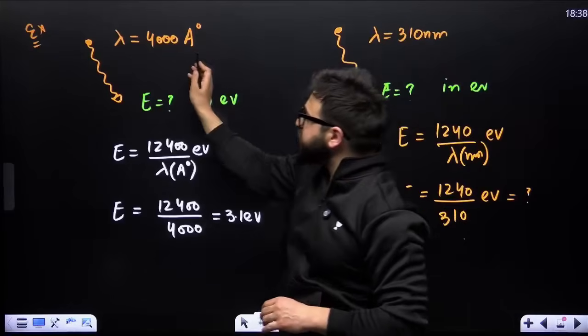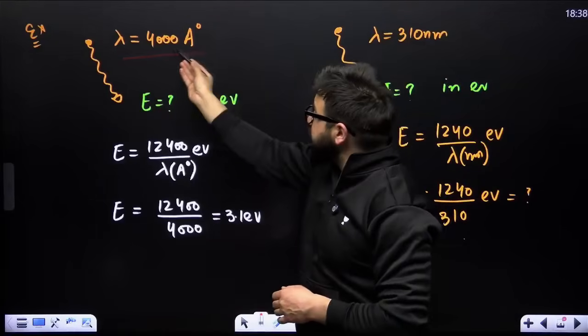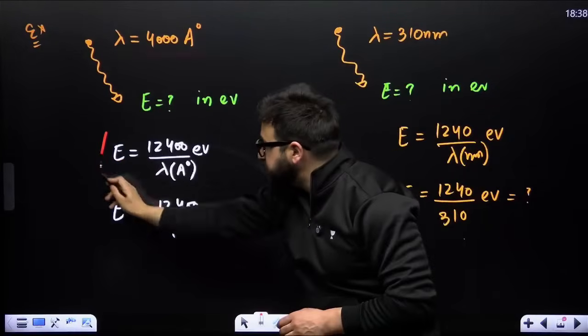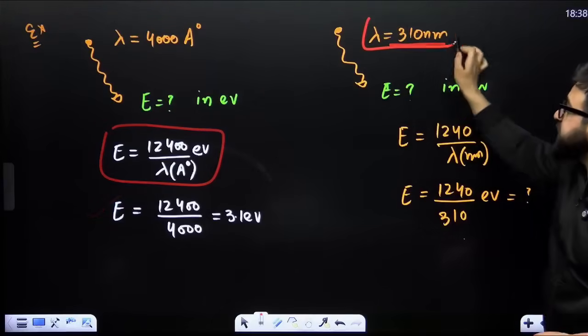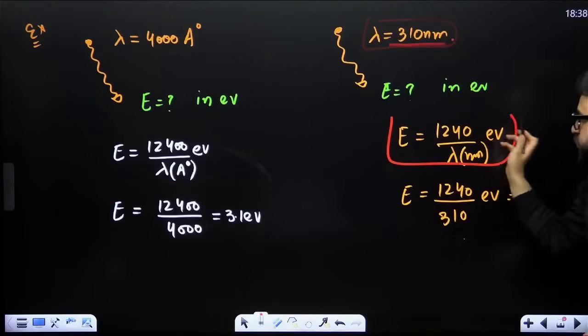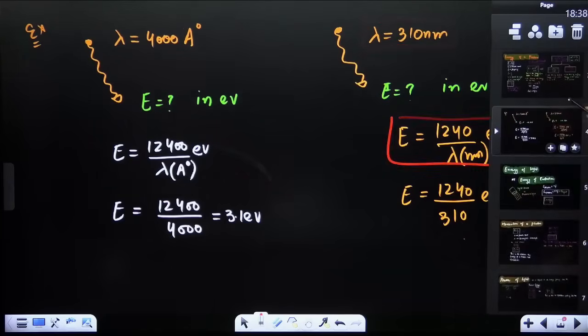Like, my dear NEET aspirants, if I say a photon has a wavelength of 4000 angstrom, in this particular case we'll be using this to find the energy. If the wavelength is in nanometer, we'll be using this to find the energy of a photon in this particular case. Let's dive into the next one.